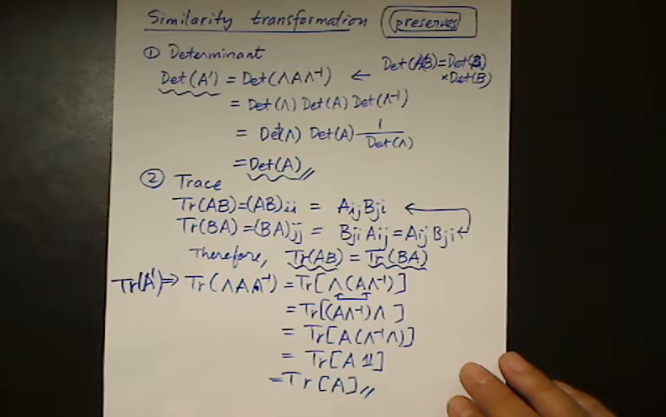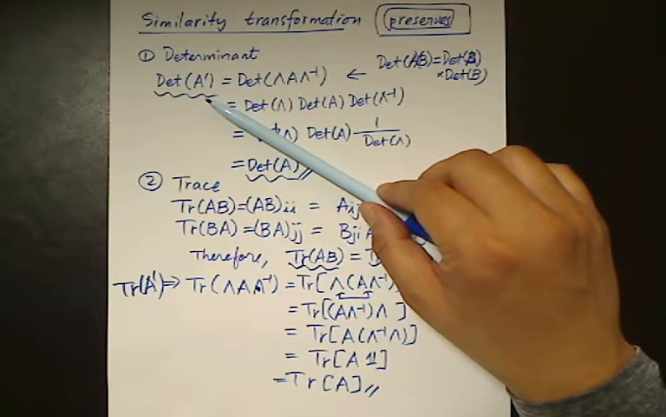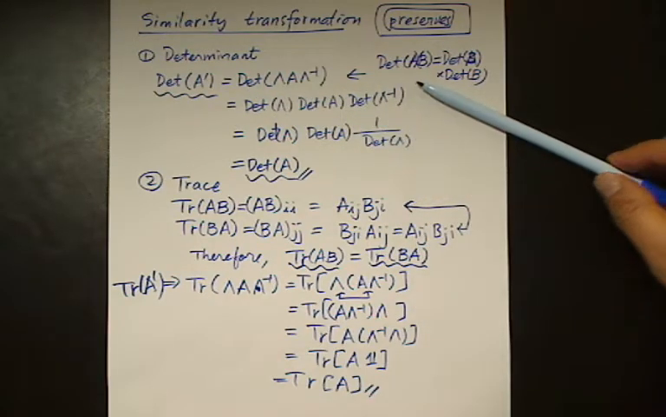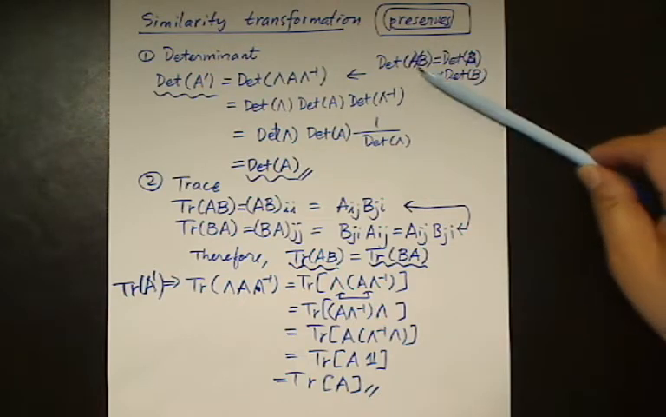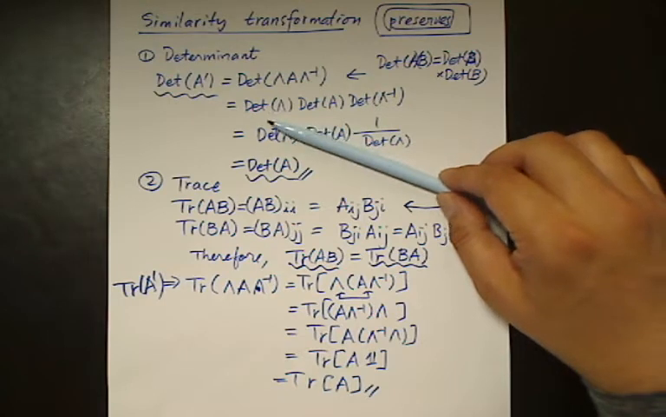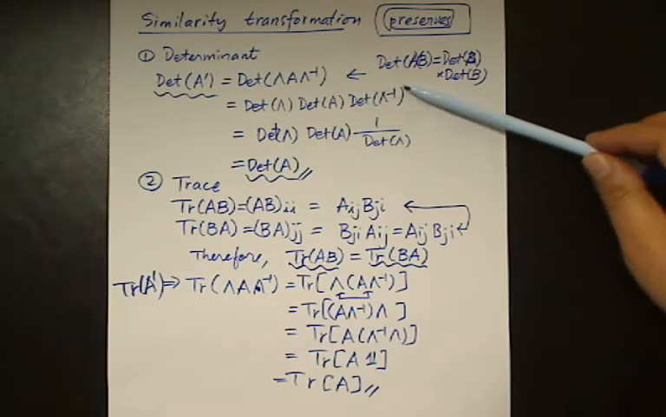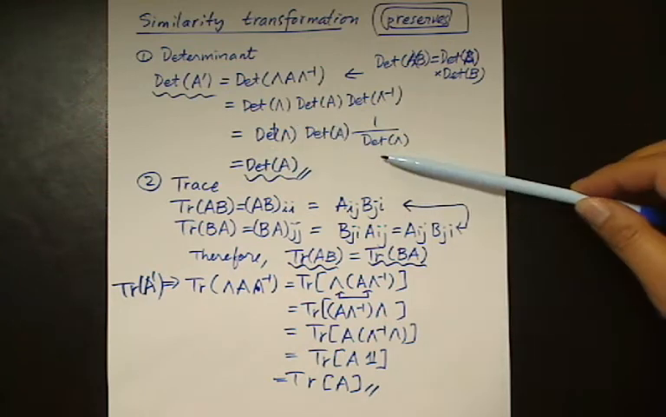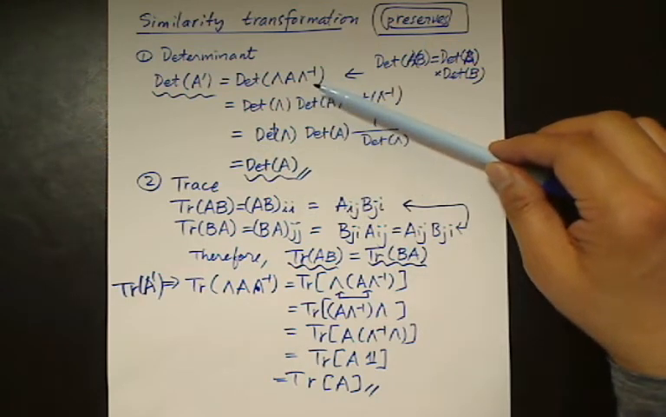The similarity transformation preserves many things. First of all, the determinant is preserved. Let us see the determinant of the matrix A prime that is similar to A can be expressed as the determinant of lambda A lambda inverse. We know that the determinant of a product is a product of determinants. So if I make use of this repeatedly, the product of the three matrices is just determinant lambda, determinant A, determinant lambda inverse. We know that the determinant of the inverse is the reciprocal of the determinant. Therefore, these two factors cancel. And this is the original determinant. So any similarity transformation does not change the determinant.